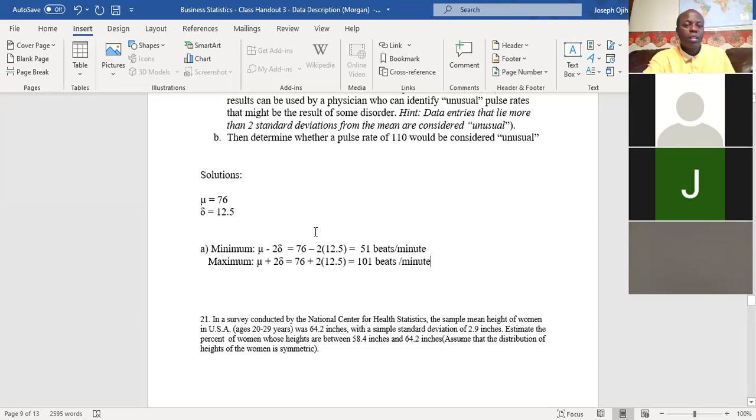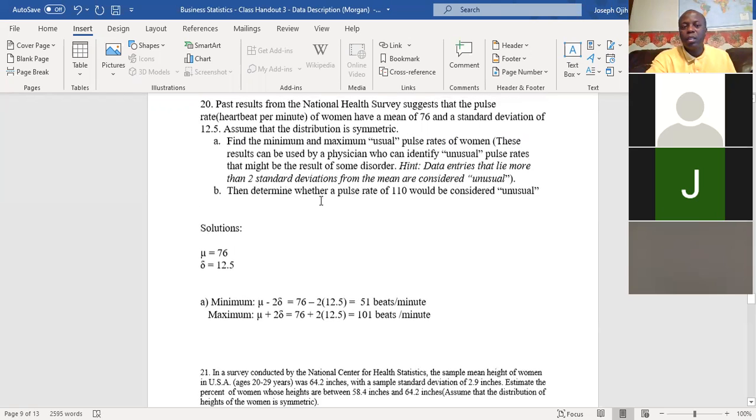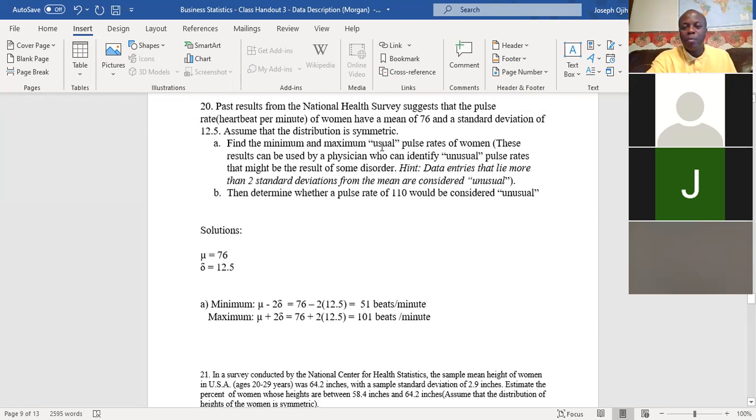See? Now this is the minimum, this is the maximum. We were asked to find the minimum and maximum usual rates. So the minimum and maximum usual rate would be 51 bits per minute to 101 bits per minute. Questions?